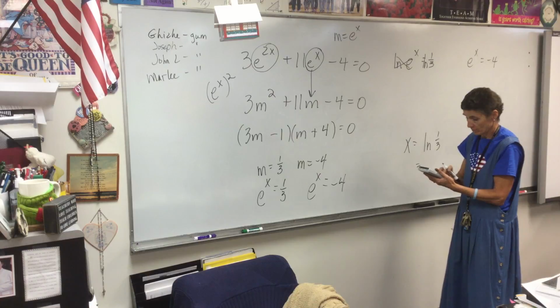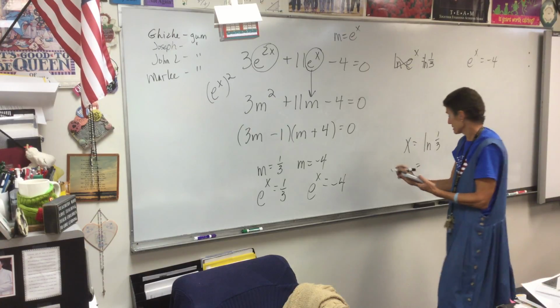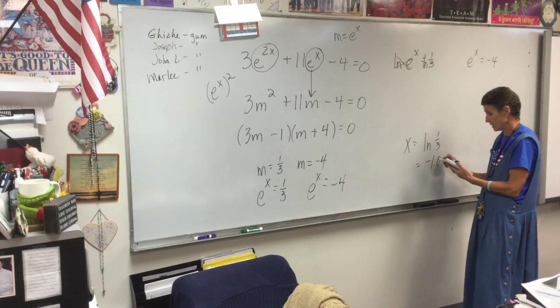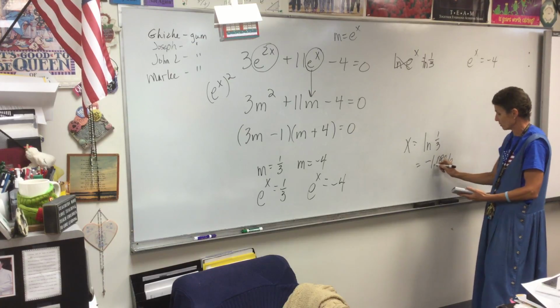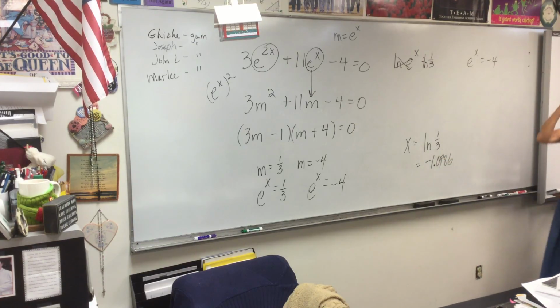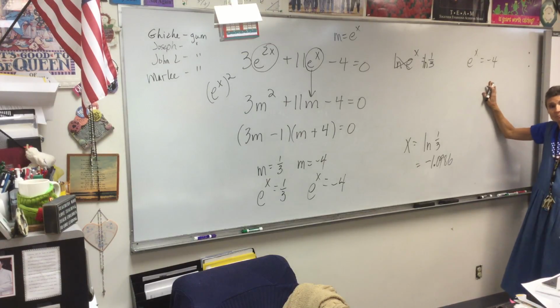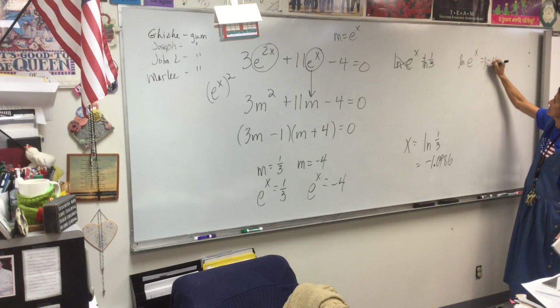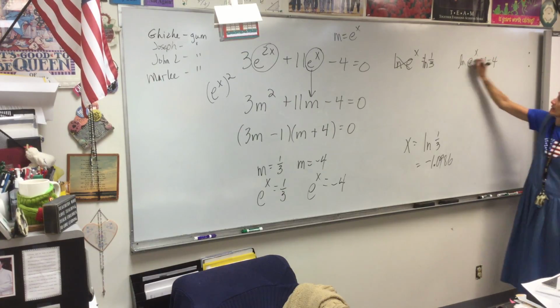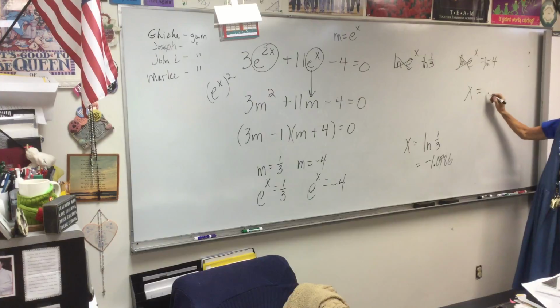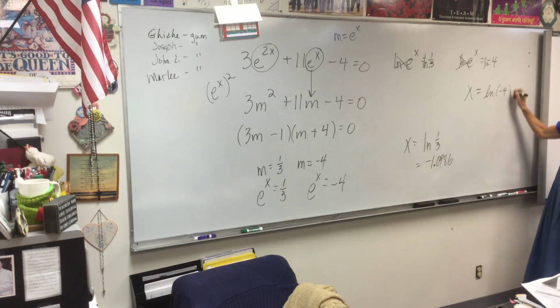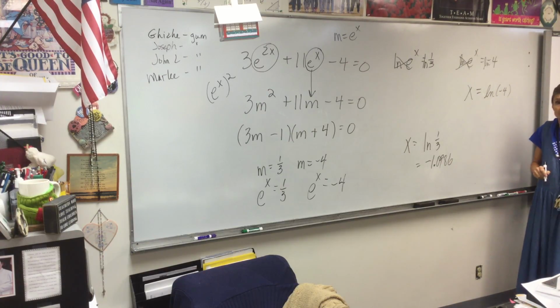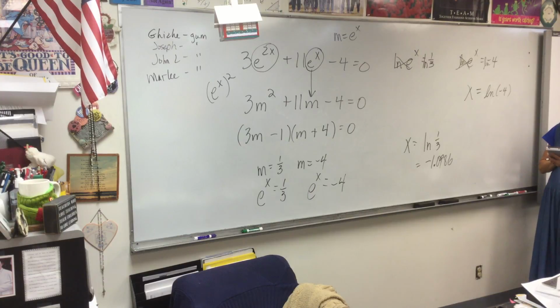And ln 1/3 is -1.0986. I don't know what the rounding is, but that's close enough. Okay? Now what about this one? Well, it's the same thing. So we'll take ln of both sides. So x equals ln -4. All right, so ln -4.